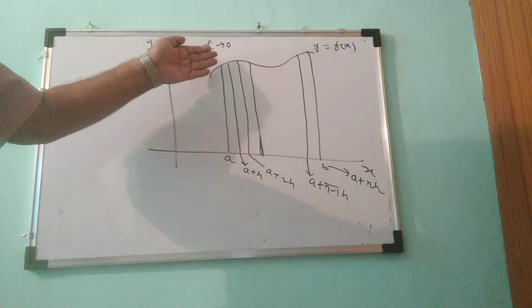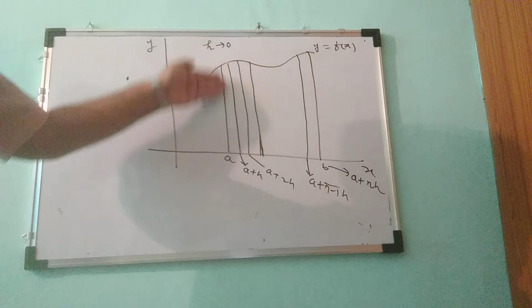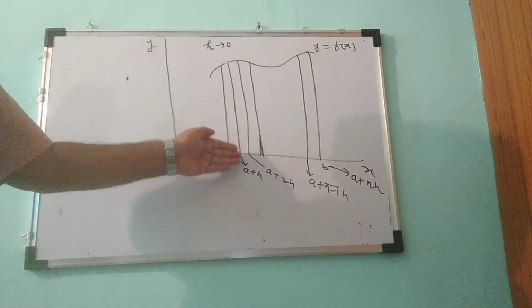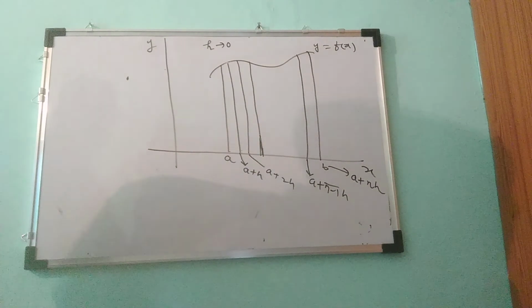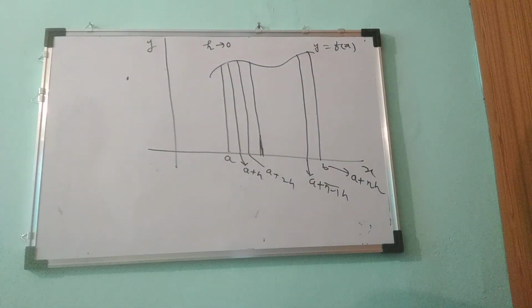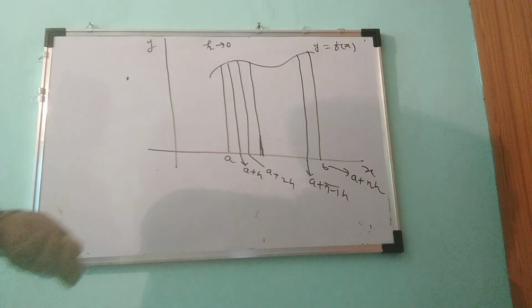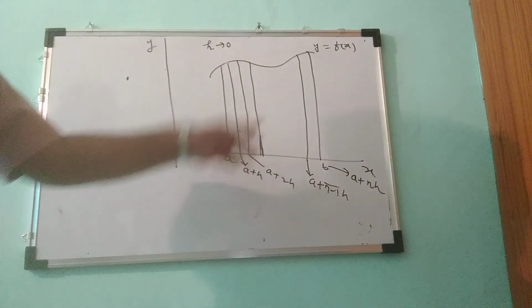And the length of the rectangle will be f of a. This is the length of the rectangle. f of a plus h, f of a plus 2h, f of a plus (n minus 1)h, and finally f of a plus nh. So how to calculate the area of the rectangle? Length multiplied by breadth.